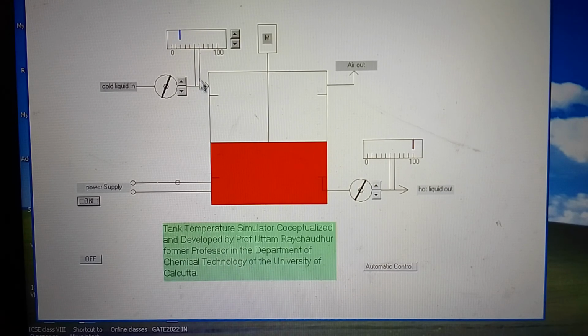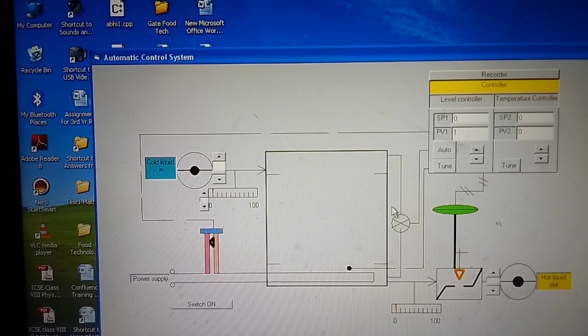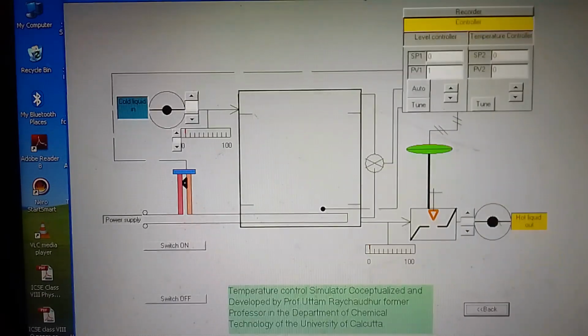Here you can see the inlet temperature, the exit temperature and the level to be measured, and the valves to be operated manually. It is quite a difficult job for a single operator. So we'll go for an automatic plant, and we'll place this as an automatic plant.